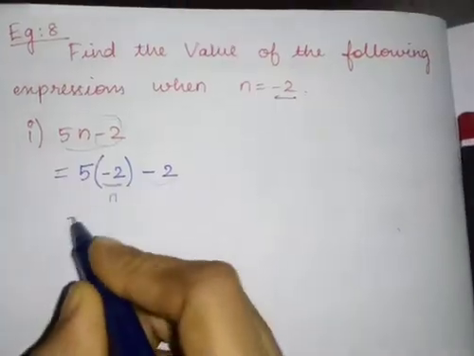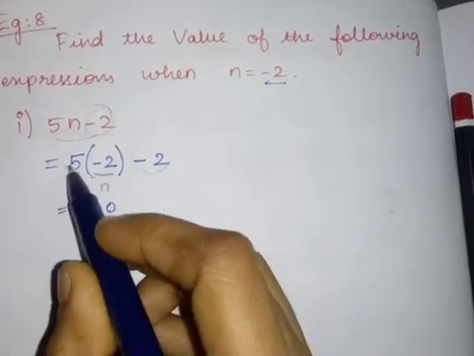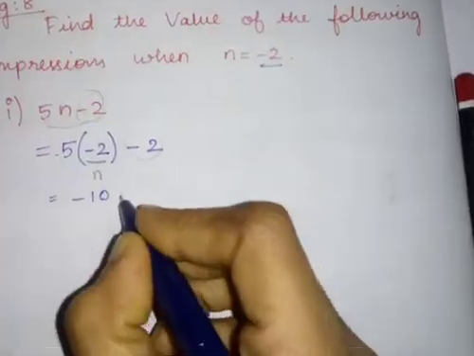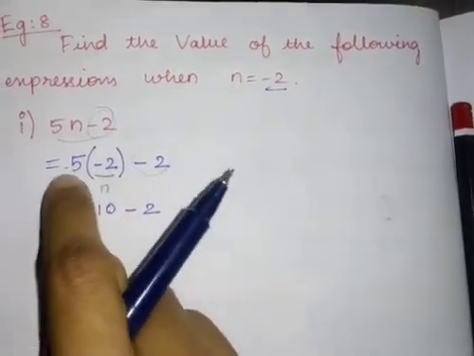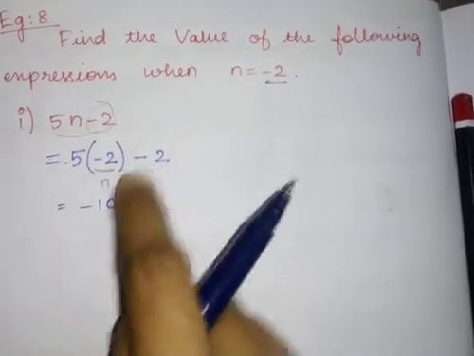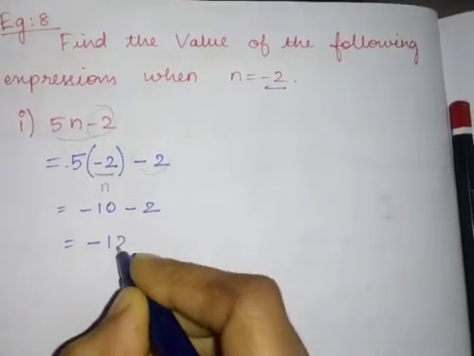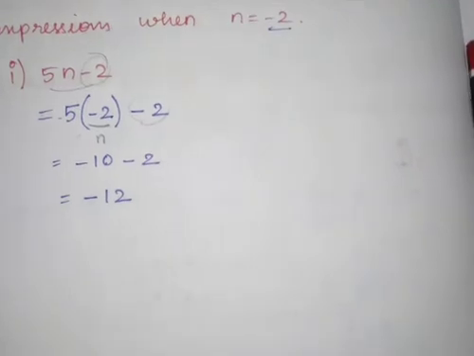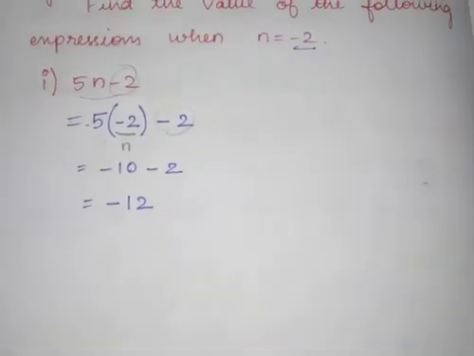Okay, so 5 into minus 2 is minus 10. 5 2s are 10, plus into minus, minus 10. Then minus 2, because it is bracket, children. Minus 10 minus 2 is minus 12, because same sign, so you will add it and you will put the same sign. So minus 10 minus 2 is minus 12.